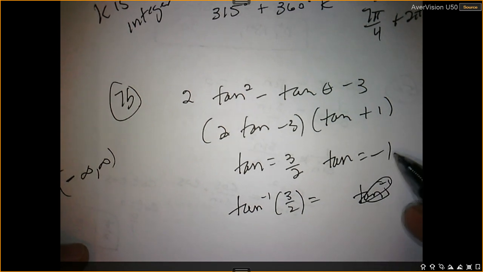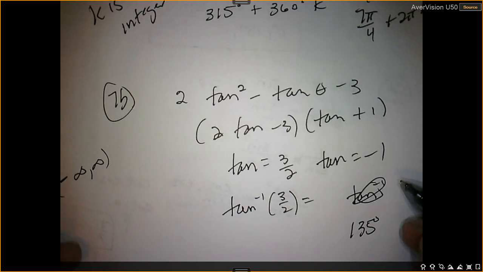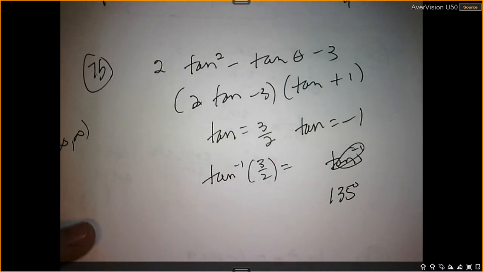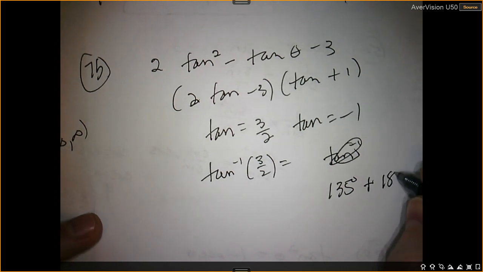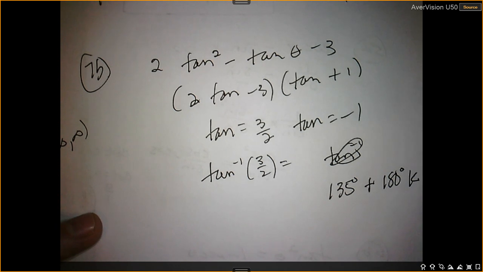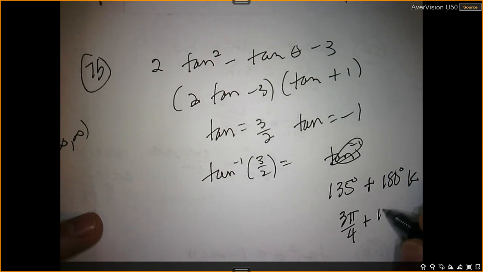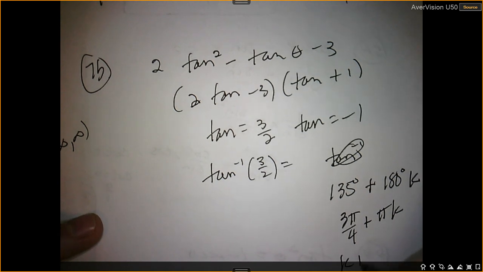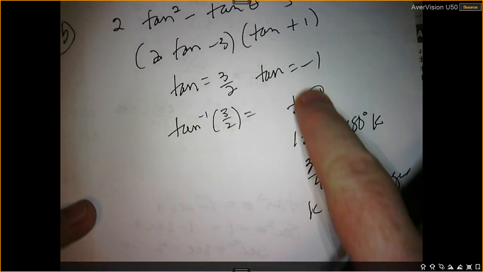So in the unit circle, where is it negative 1? I said 135 degrees is where it's negative 1, because that's where square root 2 over 2 over negative square root 2 over 2. And then remember the period on tangent is pi, so 180 degrees K. Or I actually said it's 3 pi fourths plus pi K, where K is an integer. Okay, this is the unit circle one right here.